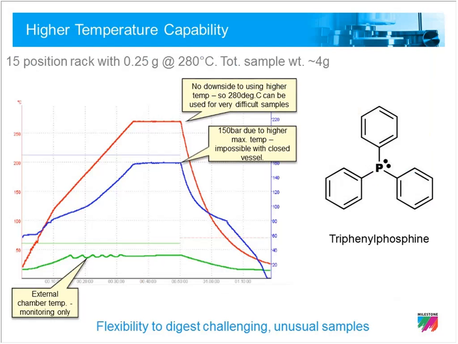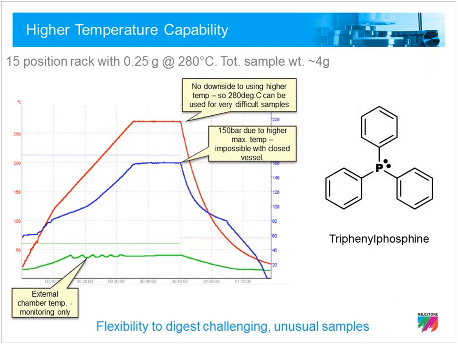Okay, I know we're getting short on time here, so just a couple more slides. The temperature capability of the ultrawave is extreme. There are some sample types in pharmaceuticals, especially those that have a lot of aromatic rings, that are extremely difficult. They're extremely stable, and they really require a sledgehammer to break them down.